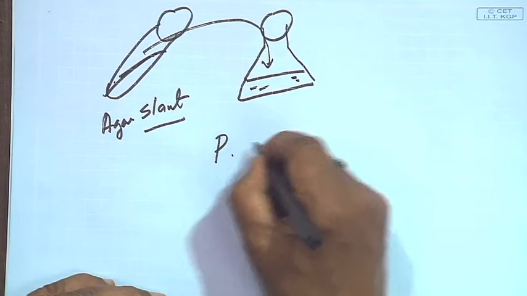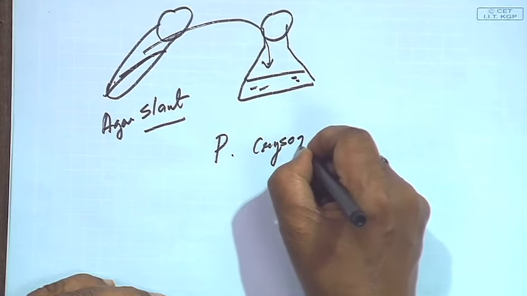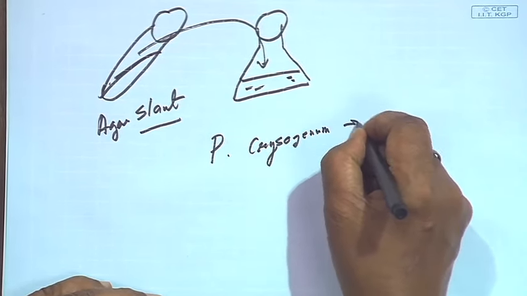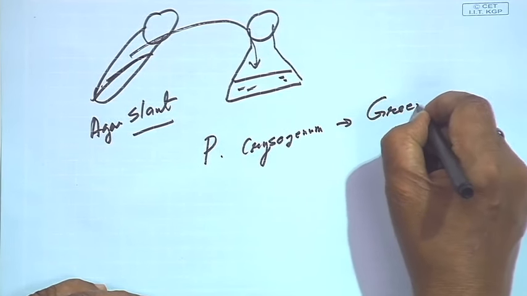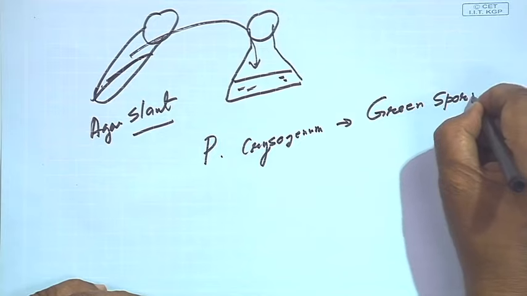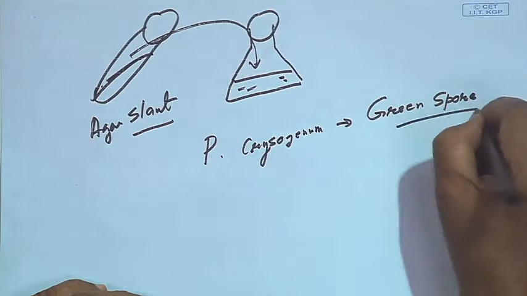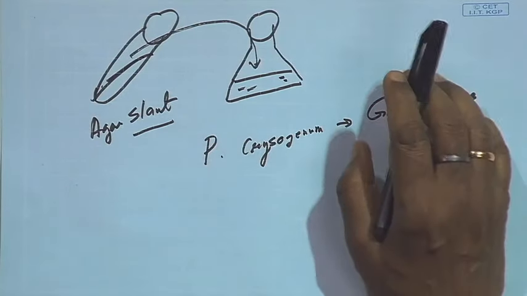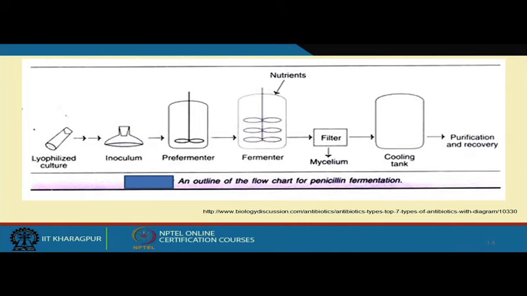I want to mention that Penicillium griseogenum has green spores. In the case of Aspergillus niger, we had black spores, and here we have green spores, and we can count them and prepare the spores for culture in the lab. And this culture we take in the seed tank, and from the seed tank we transfer to the inoculum vessel.